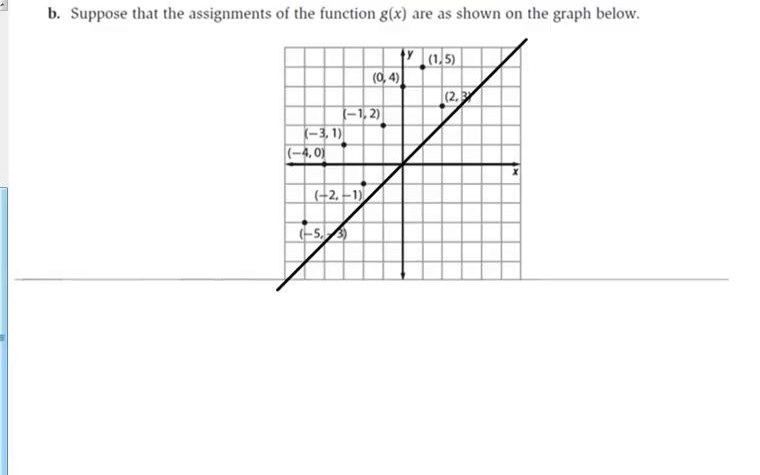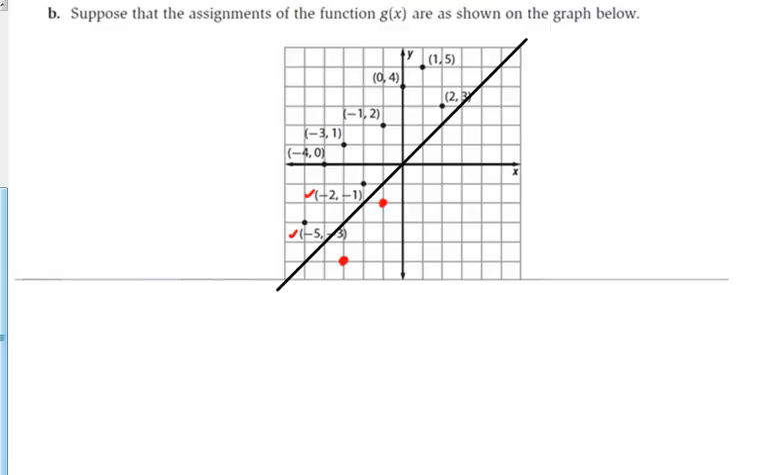So we're going to switch the x's and y's. So I'm going to start down there in the left corner of this graph. If we have the point negative 5, negative 3, then on the inverse, it's going to be the point negative 3, negative 5. So x is negative 3, the y's are negative 5. If we have the point negative 2, negative 1 on the original, then the point negative 1, negative 2 is going to be on the inverse.